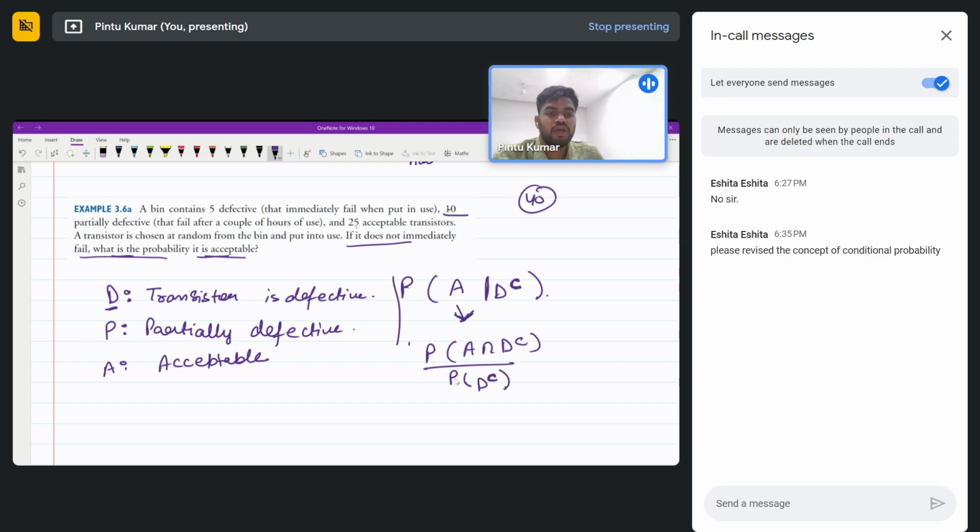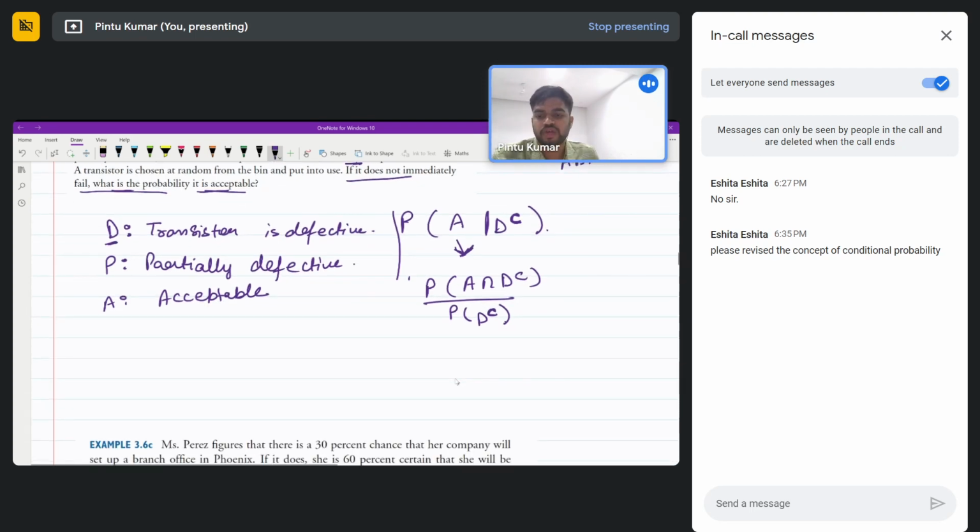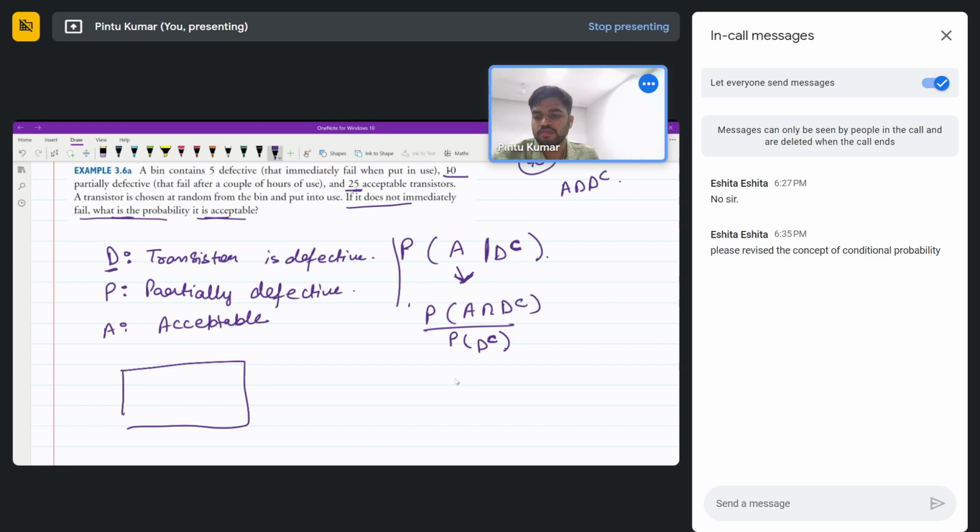So A intersection D complement would mean just A, because let's draw this diagram. There are 5 defective, 10 partially defective, and 25 acceptable, and all of them are mutually exclusive events. So A intersection D complement would be just this portion, which is 25 by 40. And what is the probability of D complement? D complement has 35 elements, so 35 by 40, which is nothing but 5 by 7.